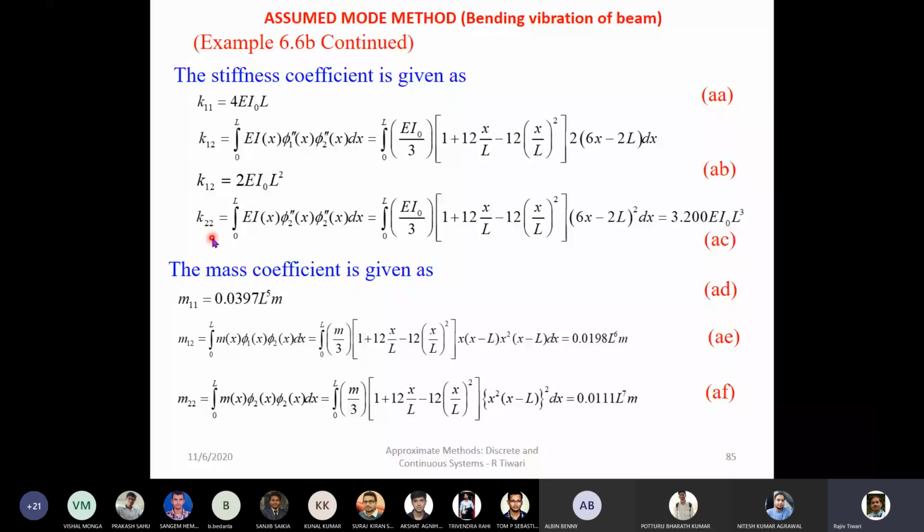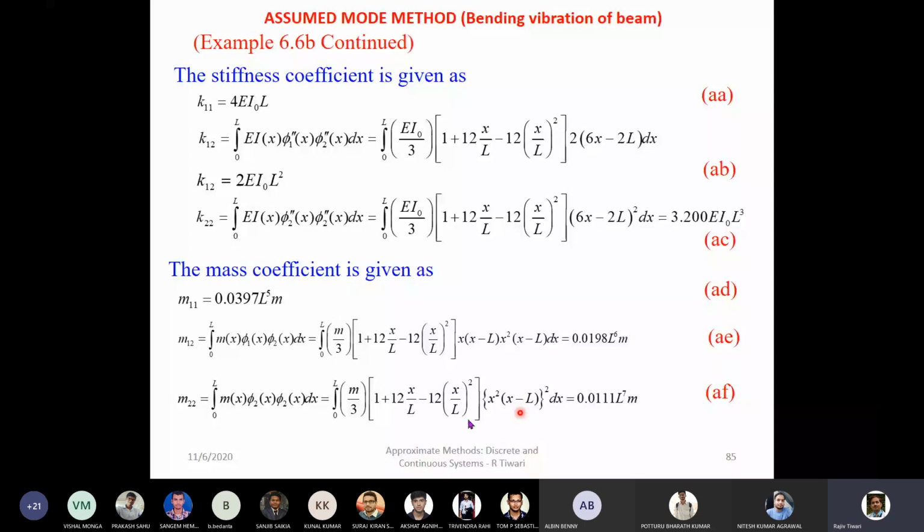Similarly, now we can obtain the mass coefficients. The mass coefficient M11 is this, from the previous exercise. Then for M12, we just need to change the eigenfunction. So this is the phi1 and this is the phi2. Again integrate it, and we'll get M12. M21 also will be the same. For M22, we need to take the phi2 square. This is the phi2 square term.